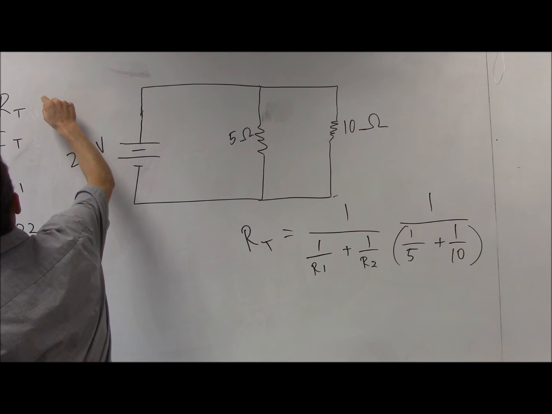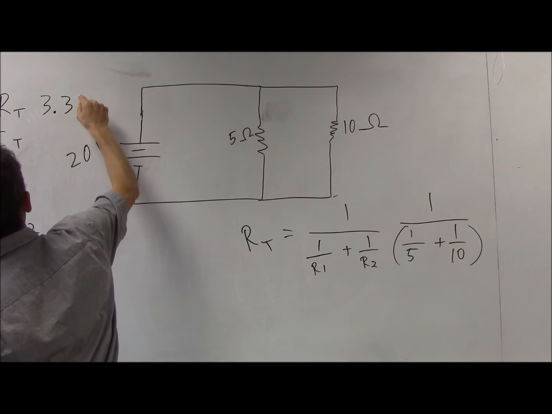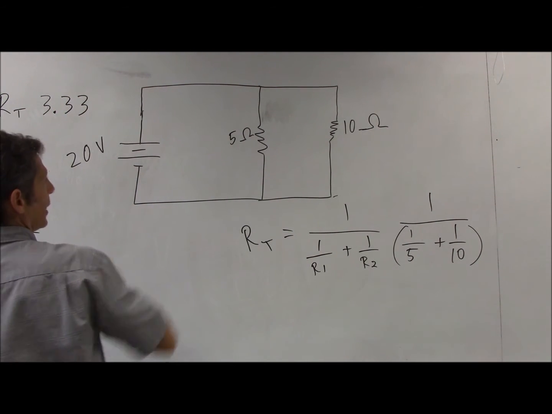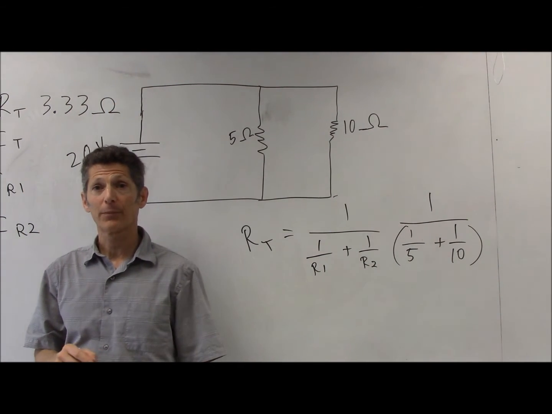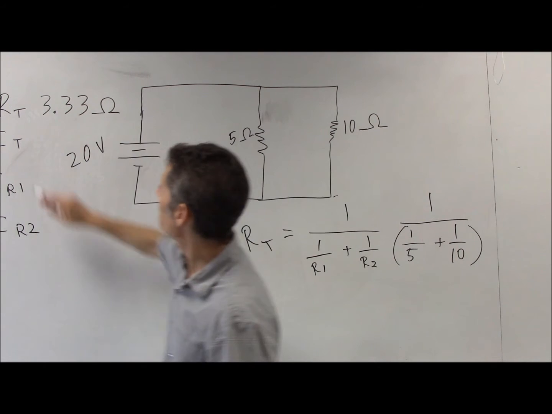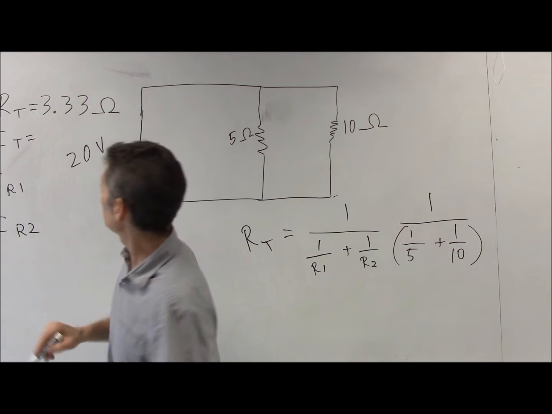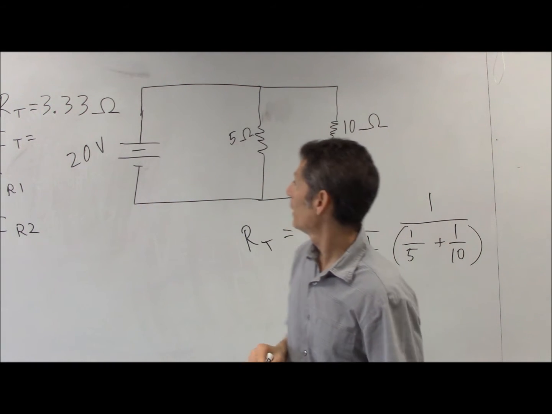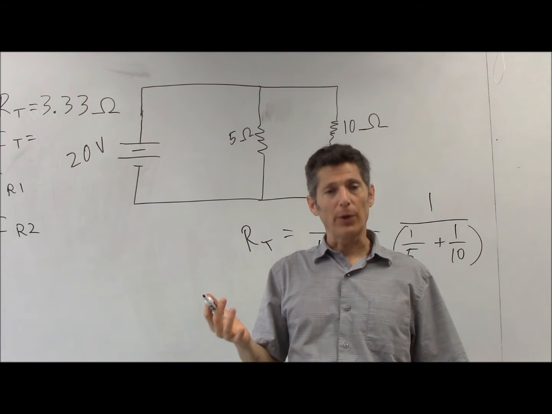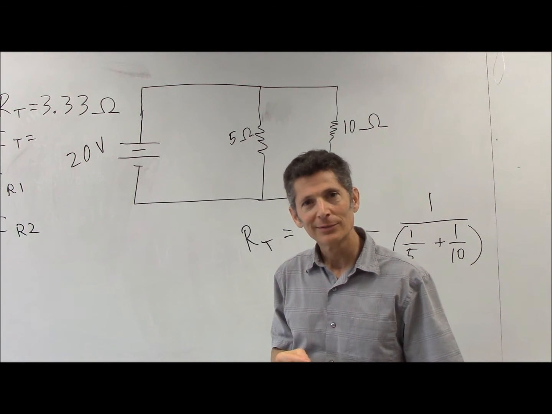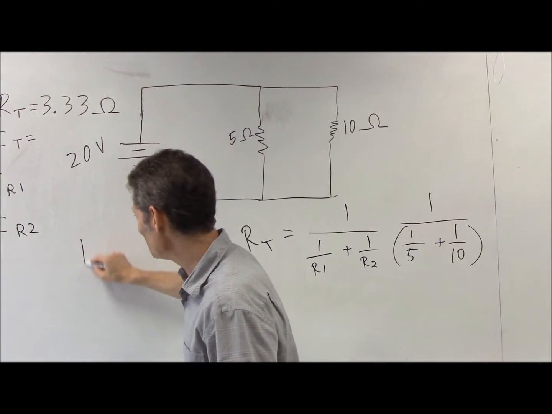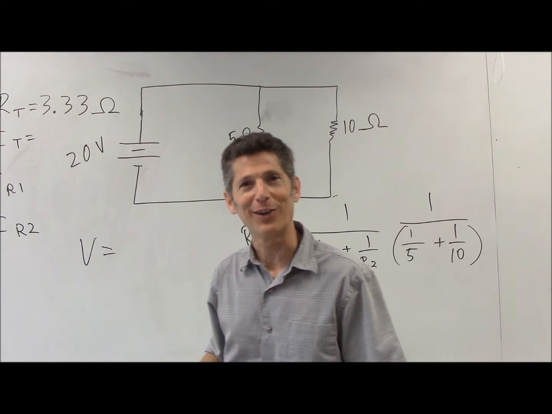I'm going to go 3.33, and this is ohms. Calculating it in terms of ohms. That's my total resistance. Very nice. I'm now going to get the total current. How am I going to get the total current? We only know one equation. Ohm's law. That's the only equation you know. It really goes far though, doesn't it?